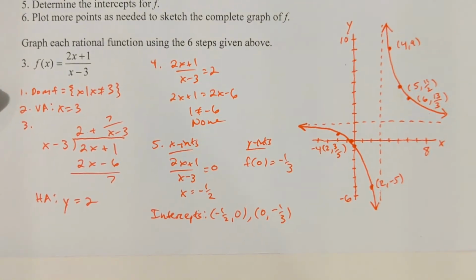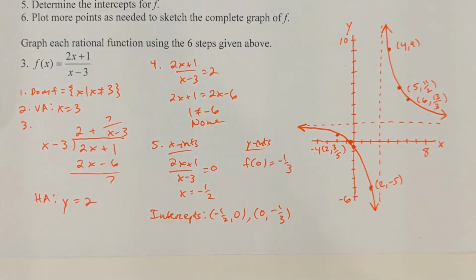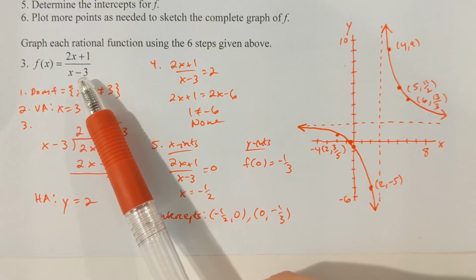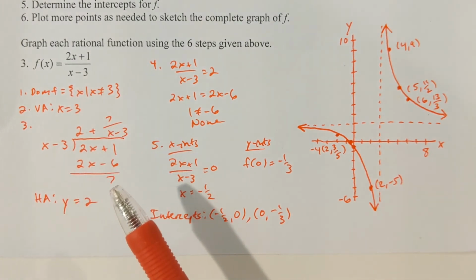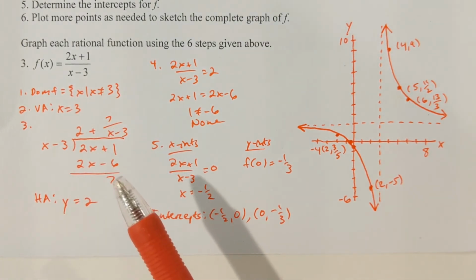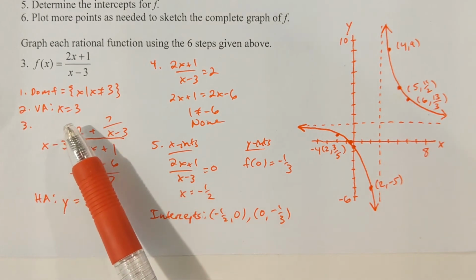Okay, so here's problem 3. We're going to graph the function f of x. Step 1, the domain is all real numbers except for 3. I'm throwing away 3 since I can't divide by 0. Because I'm throwing away 3, I am going to have a vertical asymptote at x equal 3.